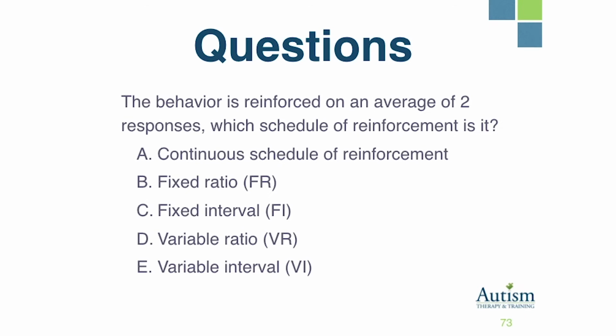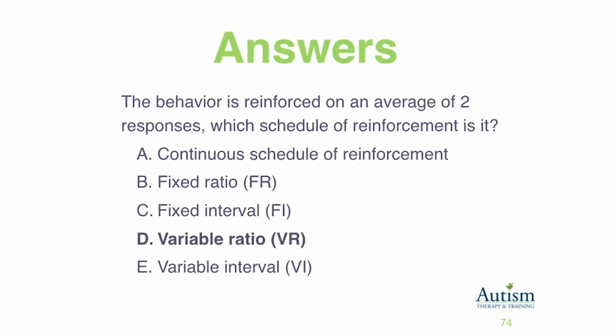The behavior is reinforced on an average of 2 responses. Which schedule of reinforcement is it? A, continuous schedule of reinforcement, B, fixed ratio, C, fixed interval, D, variable ratio, or E, variable interval? And the correct response is D, variable ratio.